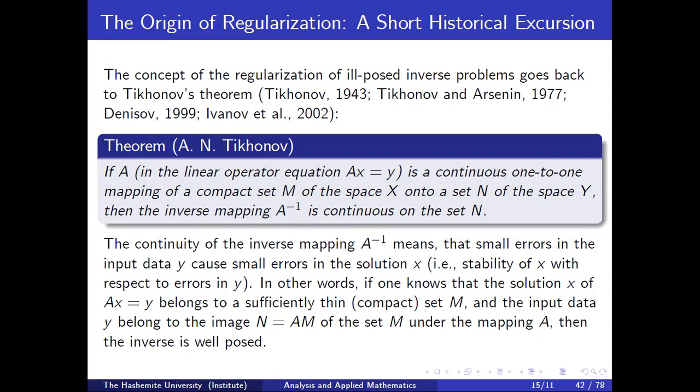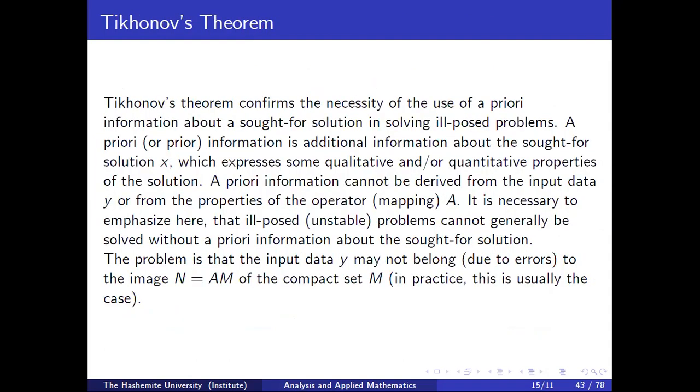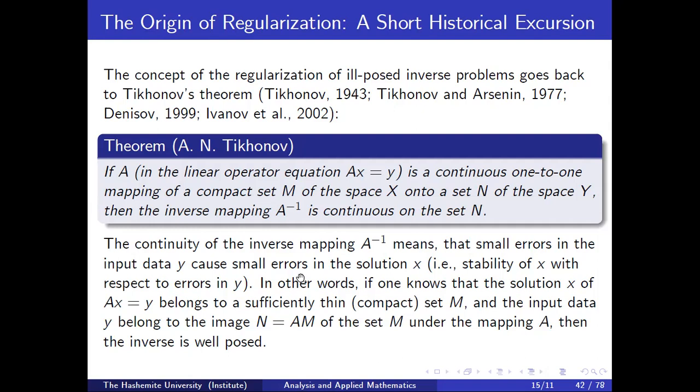So according to this theorem, to ensure that your problem is well posed, you have two requirements. The first, the solution should belong to a compact subset M of X. Second, all the values of Y delta, or the measurement, should belong to N. If we have measurements outside this interval, there is no guarantee that this is a well-posed problem. So here it's like knowing that the solution belongs to a compact set.